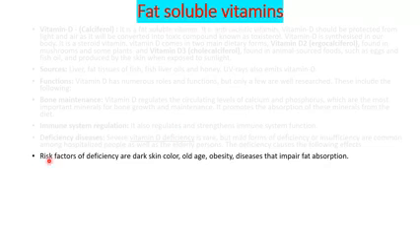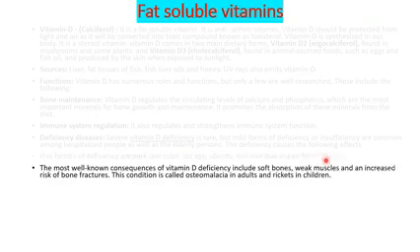pain will occur. So risk factors of the deficiency are dark skin color, old age, obesity, and diseases that impair fat absorption. So the well-known consequences of vitamin D deficiency are soft bones, that we have already talked about, weak muscles, and an increased risk of bone fracture. This condition is called osteomalacia in adults and rickets in children. So only it is called an anti-rickety.